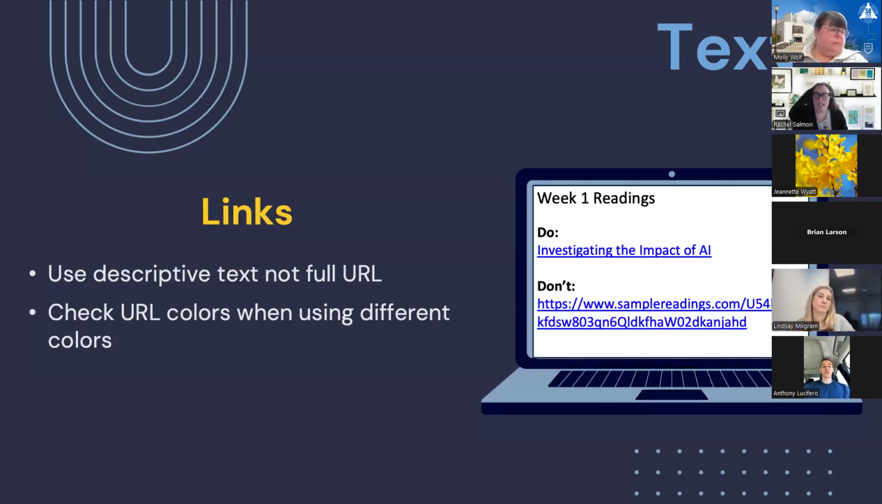Another part of text that we need to look at is our links. So we want to make sure that we are using descriptive text for our links instead of the full URL. Now, I know if you're doing a full APA or MLA citation, that URL is part of the citation. But if we are linking things, we really do want to avoid putting that whole URL, and we want to use something that's more descriptive, because when a screen reader reads it, it will identify it as a link and it'll read the text. If you have the full URL, it will read the full URL.